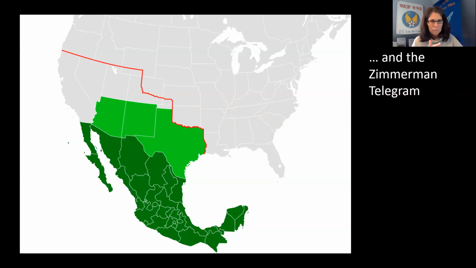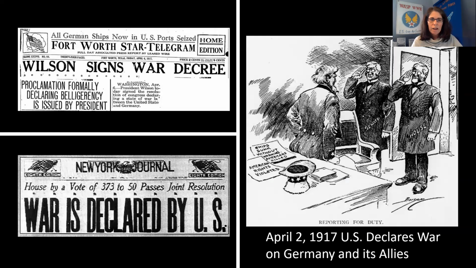Germany in late February and March of 1917 starts torpedoing American ships. And so finally, after much deliberation, on April 2nd, 1917, Woodrow Wilson goes before Congress and asks for a declaration of war against Germany and her allies.